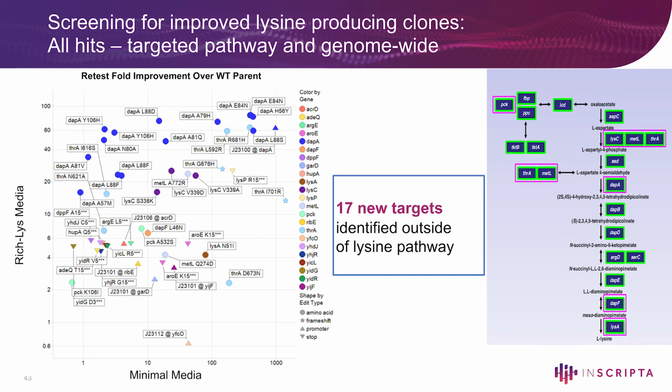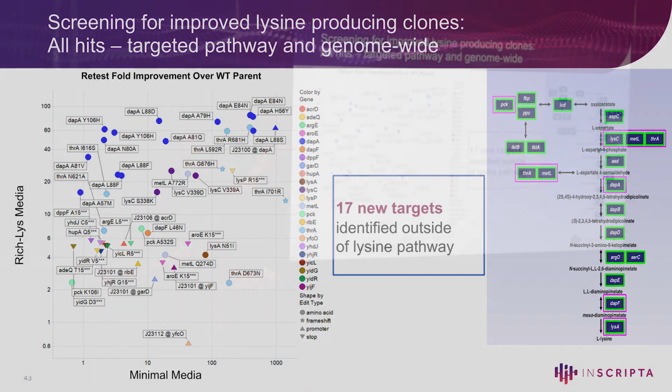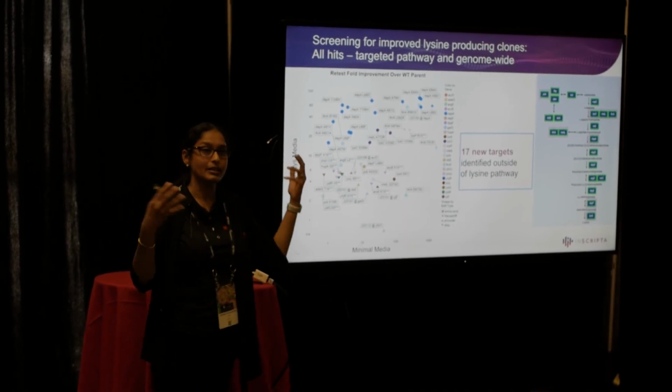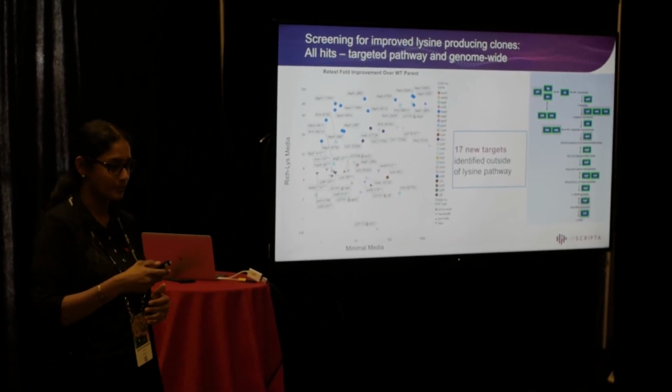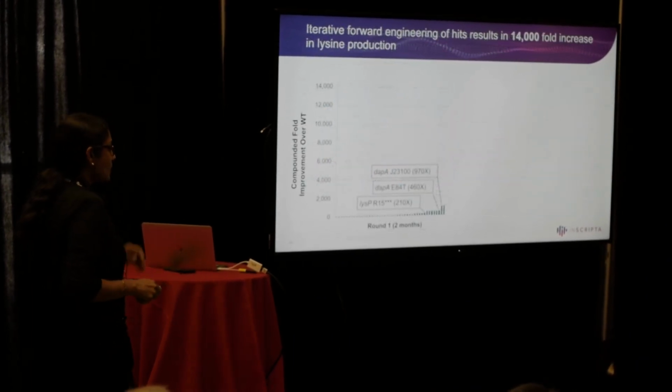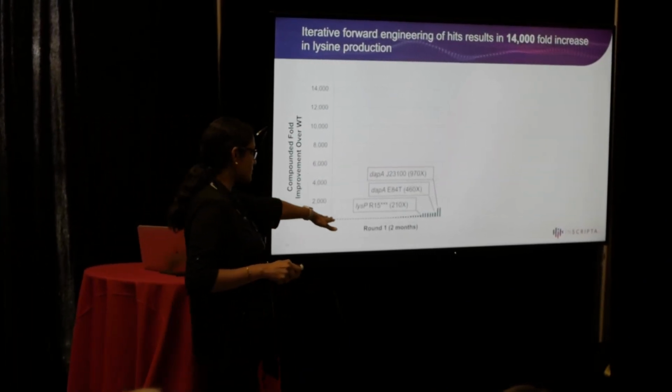So if you remember where I started, I said the fourth part after diversity generation, phenotyping, genotype to phenotype association, we've done all that. The next step is combining all these edits to scale that fitness landscape, right? So here's our first round.